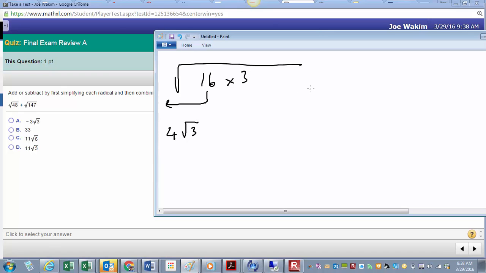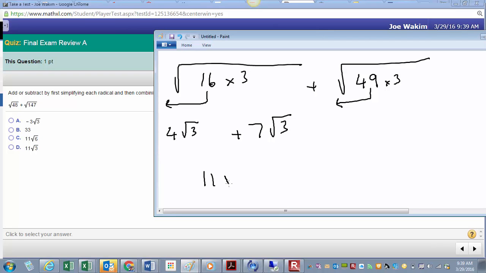Well, that's a tricky one. Let's see if we can simplify this. 7 plus 4, 11. 11 plus 1, 12. So that's divisible by 3. 147 divided by 3 is 49. And that's 3. So that's a good thing. 49 is a perfect square. This will come out as 7. So that's going to be 7 square root of 3. So 4 apples plus 7 apples, that's 11 apples. We're done. So 11 square root of 3 is the final answer.